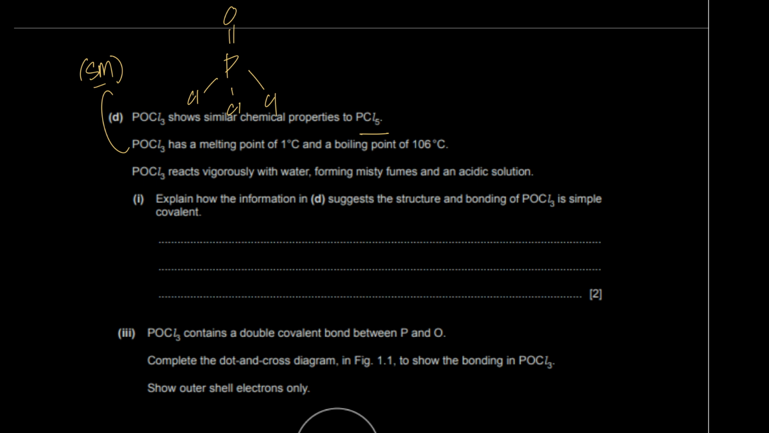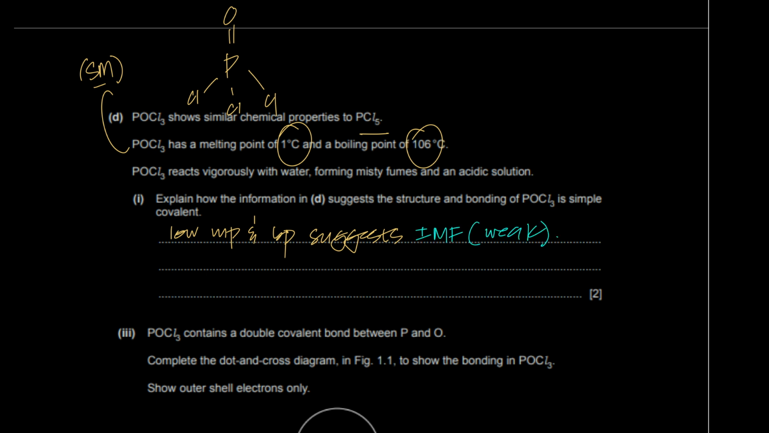Explain how the information in D suggests the structure and bonding of POCl3 is simple covalent. How do I know it's simple covalent? First of all, it has a low melting point and low boiling point. So low melting point and low boiling point suggests what? It suggests van der Waals forces, weak intermolecular forces of attraction, right? So I'll say low MP and BP is indicative of the fact that it has weak intermolecular forces. What about the second mark?